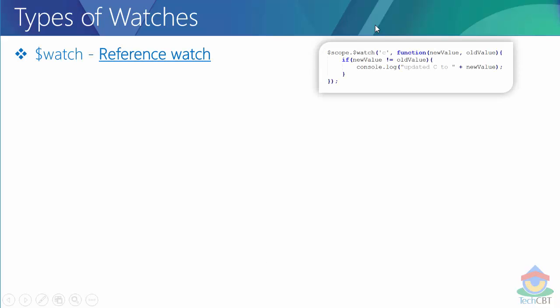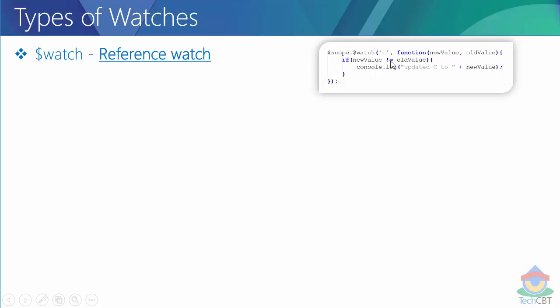Okay, so now that we have some understanding about $watch, there are various types of watches available as part of AngularJS. We have already seen $watch. You can see in my previous example, I am using $watch in order to watch the variable C. However, you are going to call $watch a reference watch. Why is it called a reference watch?